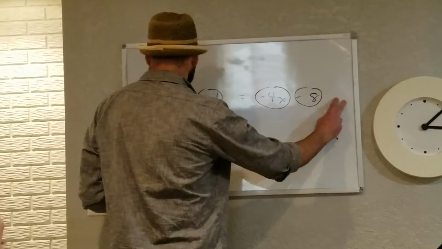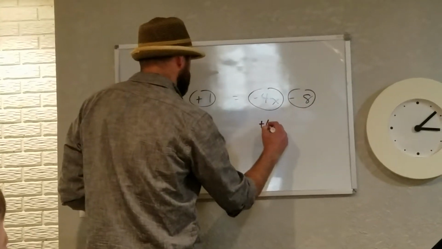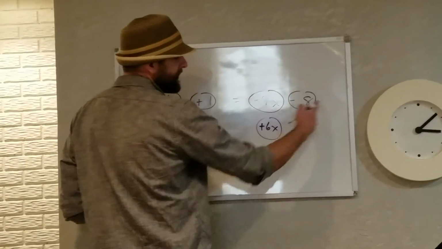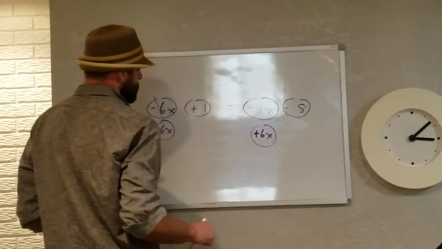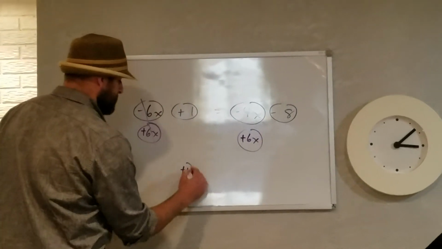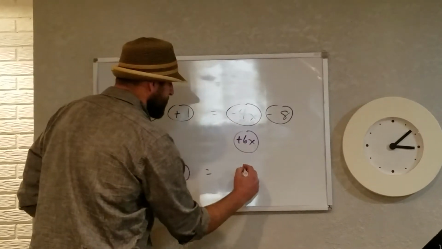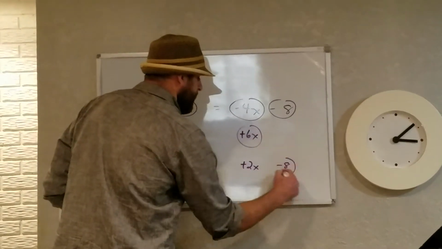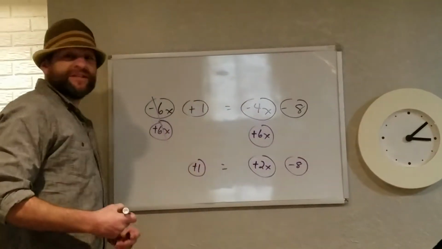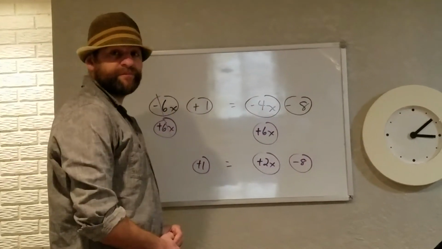Put your +6x over onto this side, and I'm just going to put it right next to this. Some people like to put it right at the end. Just put it right here. So on the left side, all we have is a +1. On the right side, we're going to t-chart these. It'll give us +2x. And then we just continue this like we did the last problem.